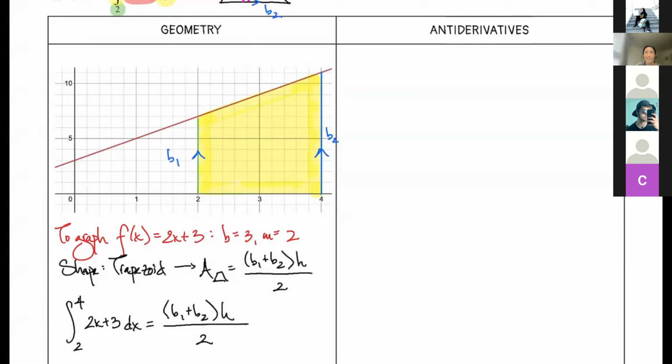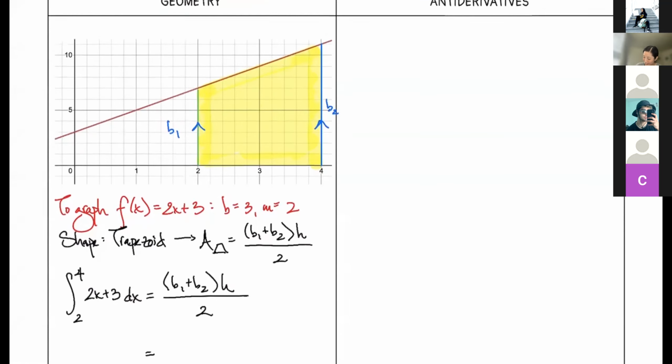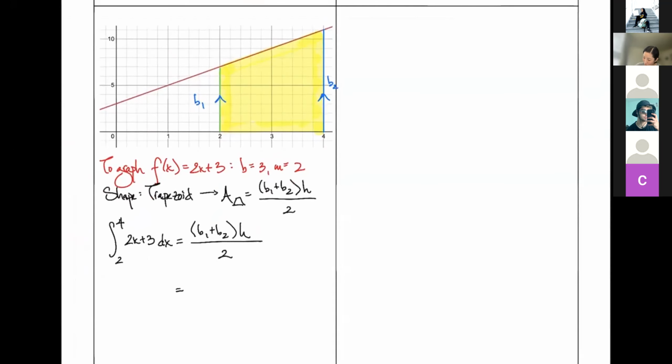Yeah, I think we're going to go with 11. Okay, so we've got base 1 is 7, base 2 is 11. And someone tell me what the height is here. And the height is 2. Good job, good job. All right, great job. Everyone contributing ideas to this.